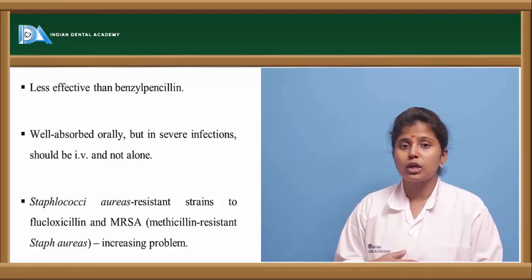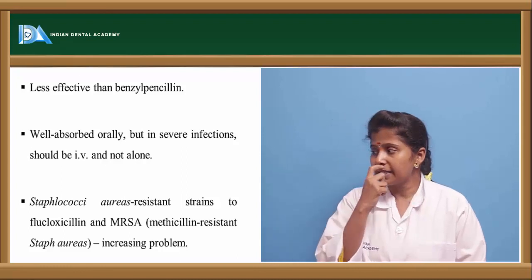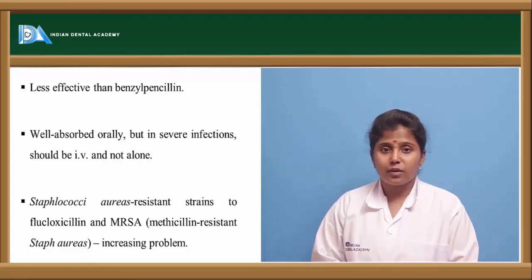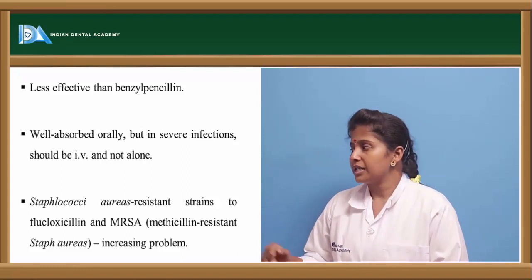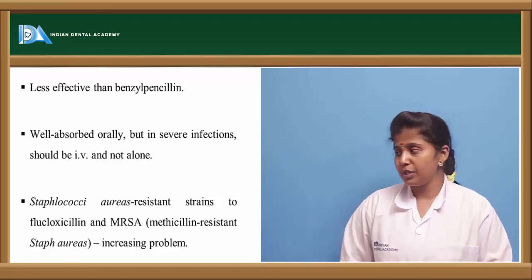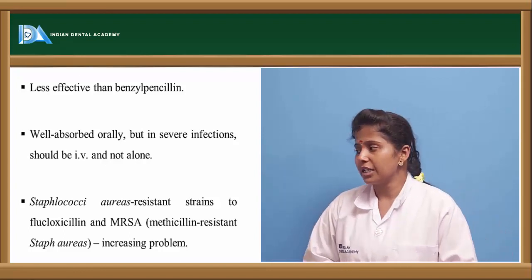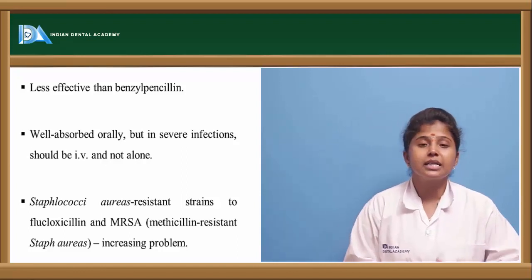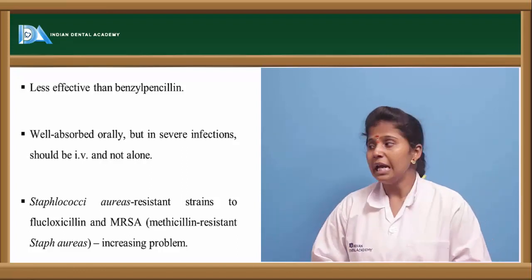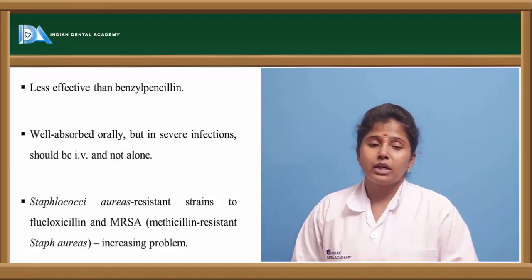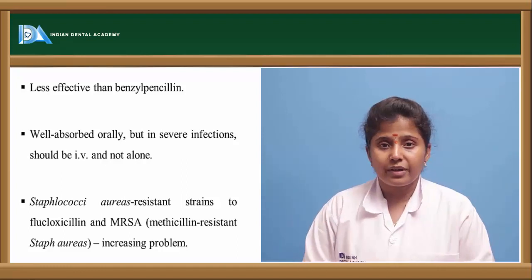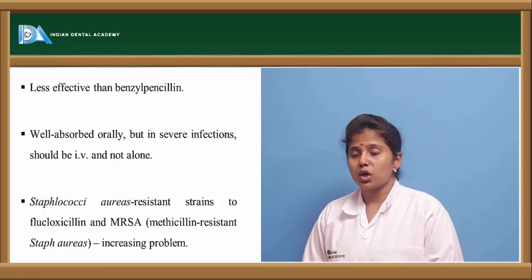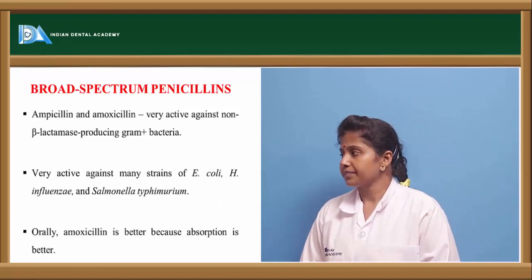When given through the oral route, it is well absorbed, but in severe infections it should be given only through the IV route. Staphylococcus aureus species can be resistant strains to flucloxacin. Staphylococcus species become resistant to flucloxacin and methicillin. In such conditions these are not effective to treat infections caused by Staphylococcus.